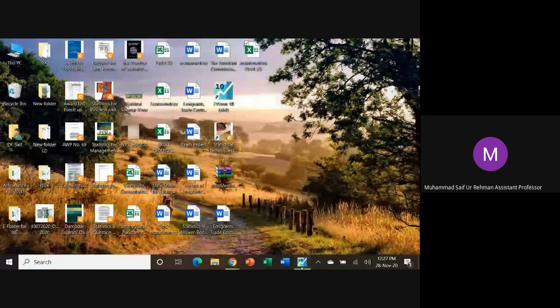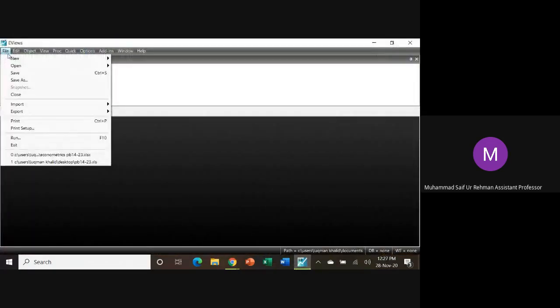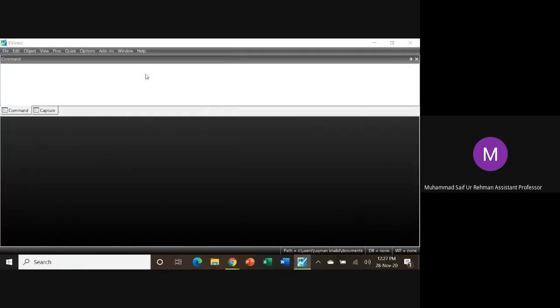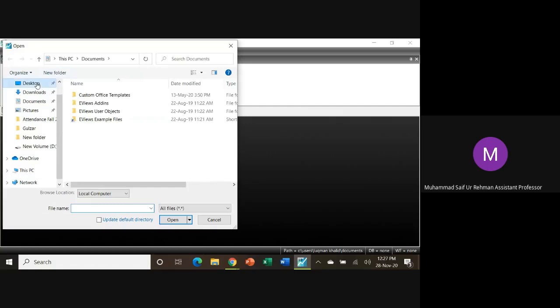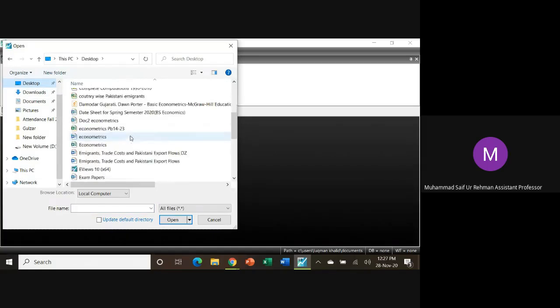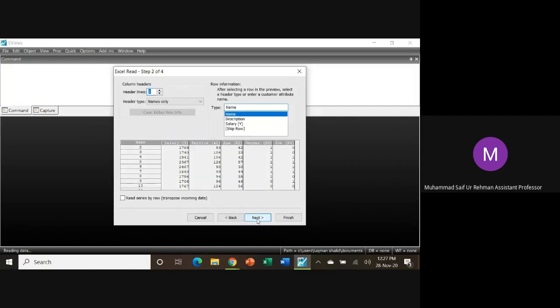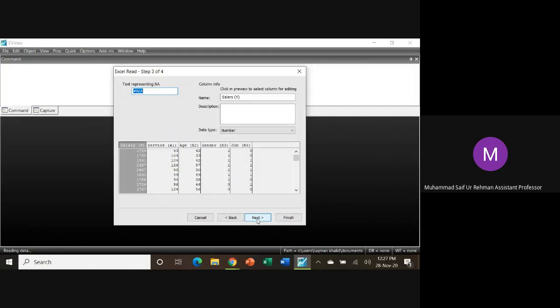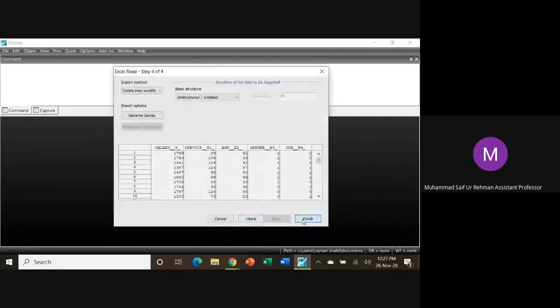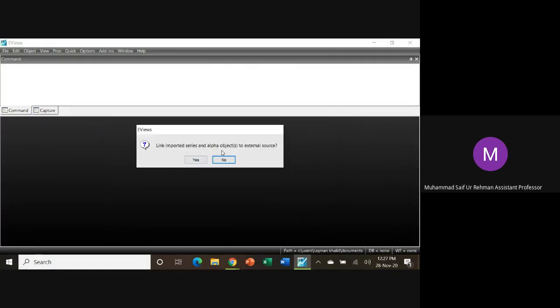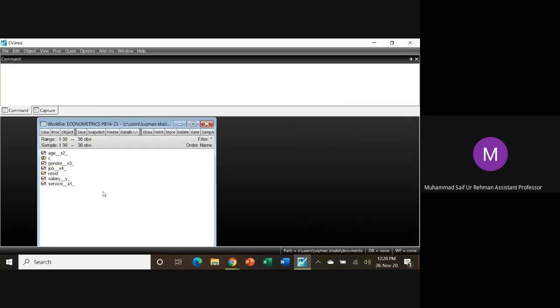Let me try it again. File. E-views work file. Foreign data as work file. So from here go to desktop. From desktop Econometrics. ये देखें ये अब उसने दे दिया है. ये वैल्यूज आ गई सारी. ओके. नेक्स्ट. नेक्स्ट. नेक्स्ट. फिनिश. ये देखें ये उसने सारी वैल्यूज दे दी.